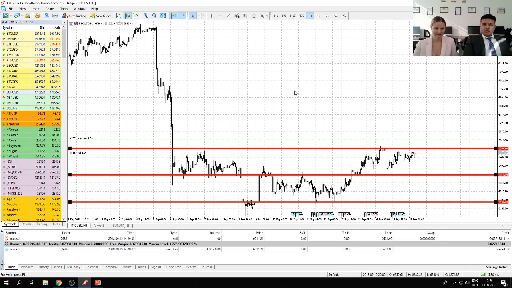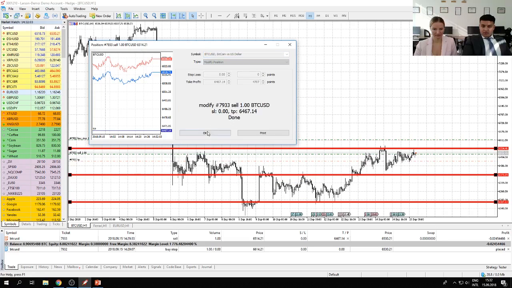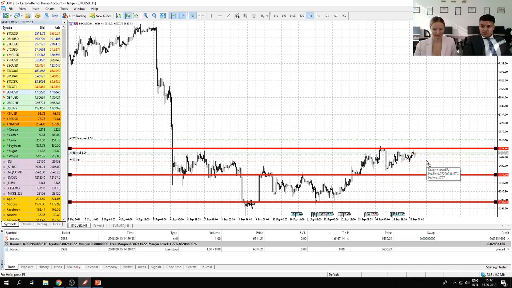Cool. So yeah, that was just a quick few tips about level trading and how you guys should place your take profits and stop losses, etc. And this is just a quick take profit that we want to place here.